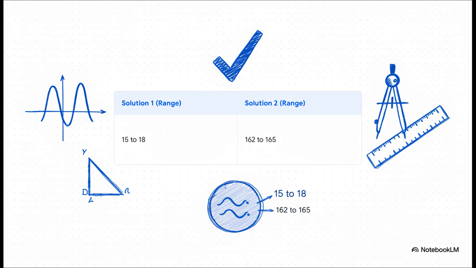So to get that final accuracy mark, the A1, you need to give them 2 values. One has to be from that first range, somewhere between 15 and 18, and the other one from the second range, between 162 and 165. Just make sure you only give those 2 answers, no extra incorrect ones, and that second mark is all yours.